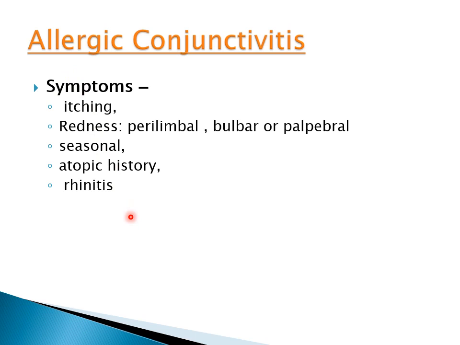Now we come to a different group of red eye, the allergic group. Allergic conjunctivitis is a major cause of eye redness. The most important symptom is itching, in addition to the redness, which might be in different forms: perilimbal, bulbar, palpebral. This itching and redness might be seasonal or perennial for the whole year. There might be a history of atopy and other atopic disorders or a history of rhinitis.